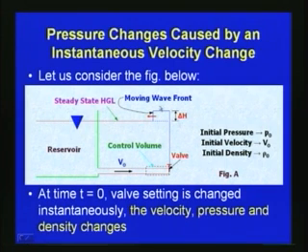Here the initial pressure in the pipe, let it be P 0 before the valve closure, and the initial velocity be V 0 before valve closure, and the initial density, let it be rho 0, the density of the fluid. Now at time t equal to 0, the valve setting is changed instantaneously, and due to sudden closure, the velocity, pressure and density change as we discussed in the previous slide.